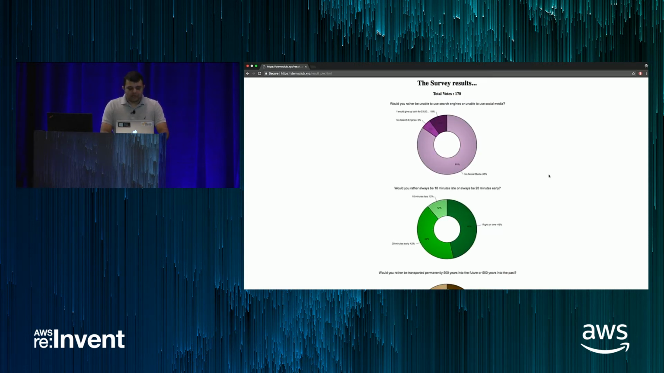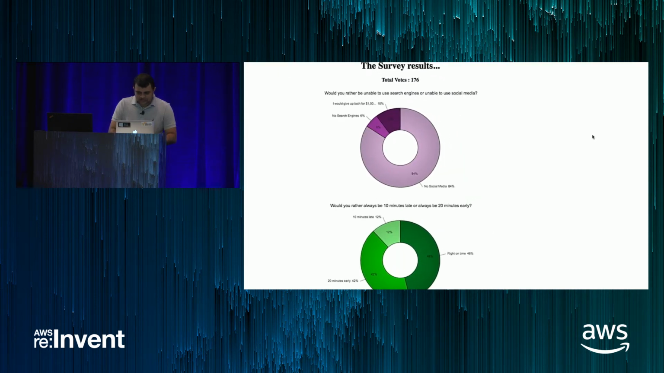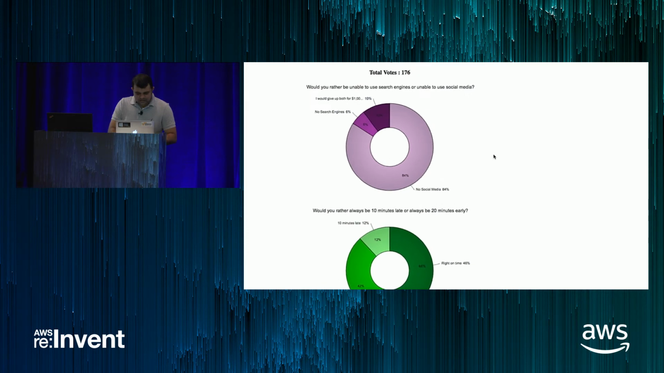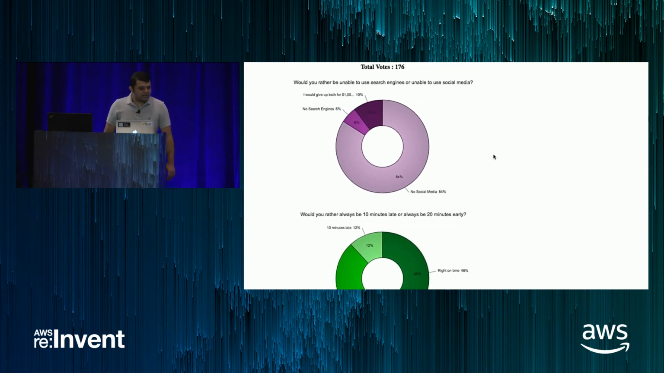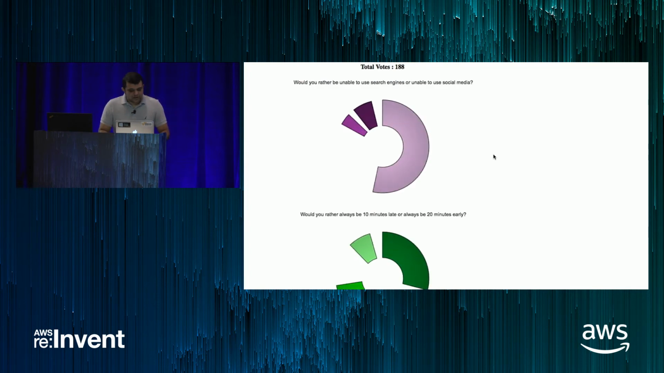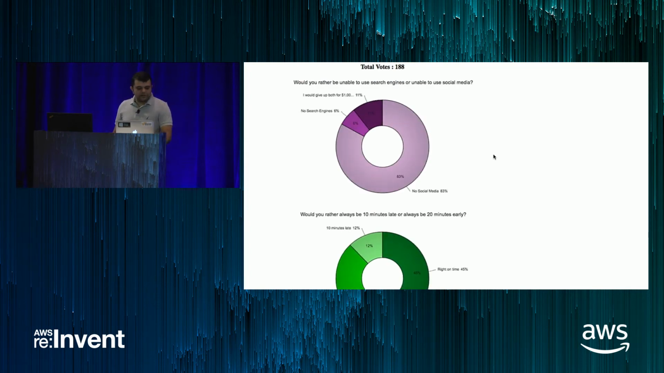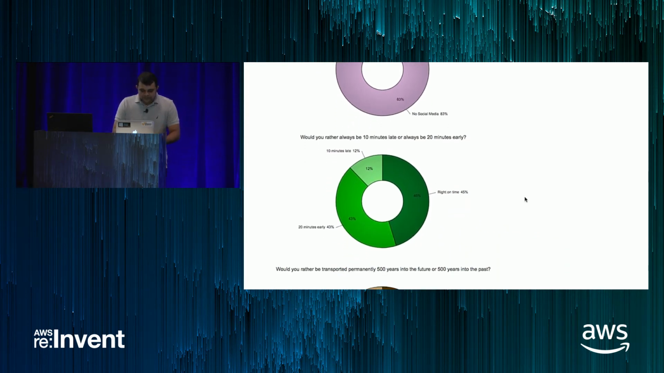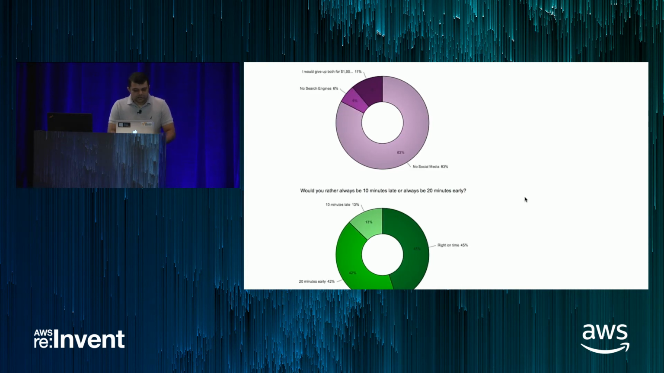So it doesn't look like many people want to take selfies and post it on social media from initial reaction. Hopefully you can read this. Okay, this is a little better, right? Okay, 176 votes. I think this is a pretty good number, right? So the first question was, would you rather be unable to use search engines or social media? As I said, not many people are going to continue to take selfies and post it on social media. So only 10% of the people would trade it for $1,000, right? 11% now. And then 6% on the search engines, right?